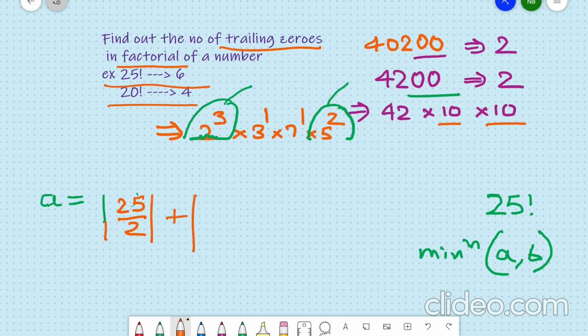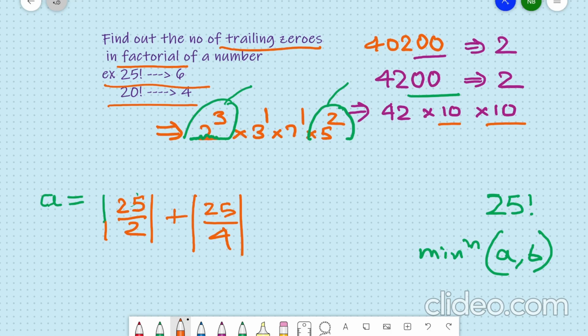Similarly, 25 by 4. Now there are numbers which have a second 2 in them. So we have already taken one 2 out of the factorial 25. I hope you can see that factorial 25 is 1 into 2 and so on till 25. So 25 by 2 is doing what it is doing for me: it is counting the first 2 out of the numbers wherever the first 2 is available. Yes.